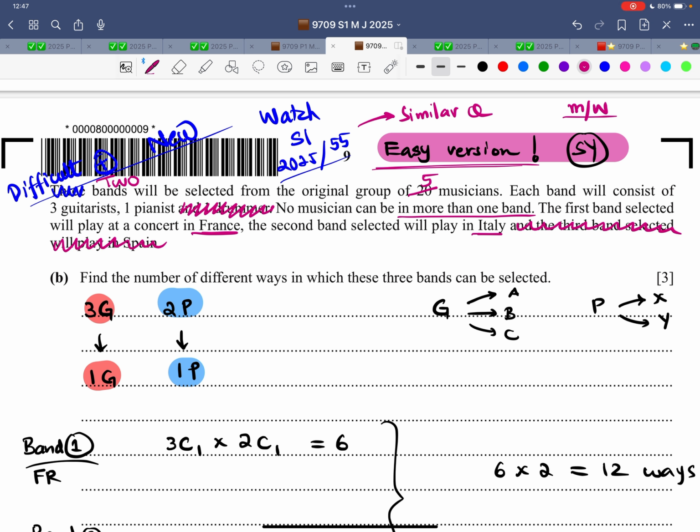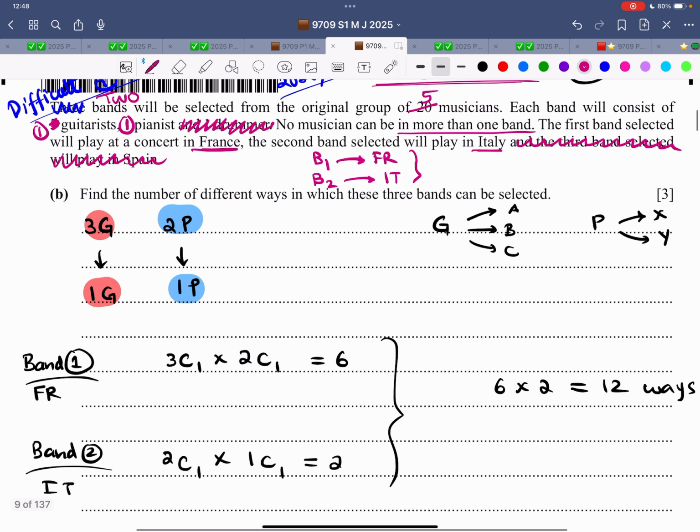Got the idea? Now read the whole thing again. 2 bands will be selected from the original group of 5. Each band will consist of 3 guitarists and 1 pianist. My bad, 1 guitarist and 1 pianist. So this is 1 guitarist and 1 pianist. No musician can be in more than 1 band. The first band selected will play in France, second band in Italy. So basically, first band that is in France and band 2 that is in Italy. So the locations are fixed.